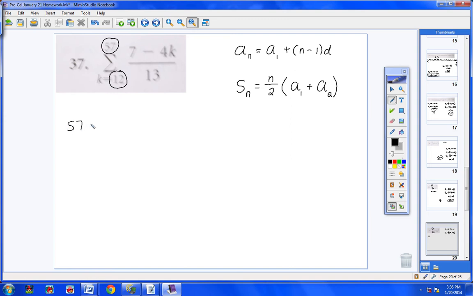So 57 minus 12 would be 45. But remember, we always add 1. So we're finding the sum of 46 terms. So the sum of 46 terms equals 46 over 2. And now be careful. The first term that we're going to use is when you put 12 in. So if you put a 12 in for k, you had 7 minus 48 over 13, and 7 minus 48 is a negative 41/13, plus, now your last term would be when you put a 57 in.